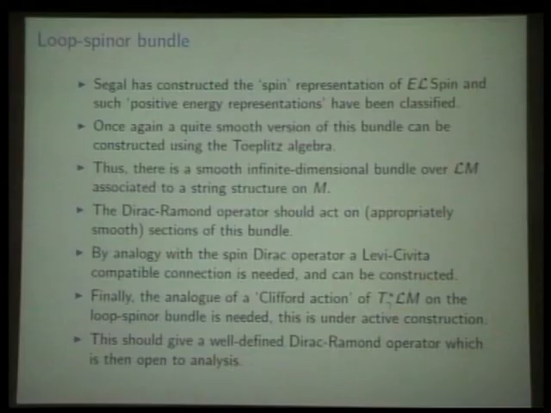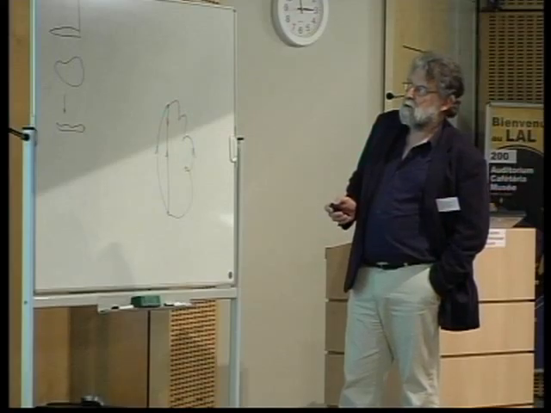Okay, so I only have 2 minutes left to tell you all I know about the Dirac-Raymond operator, which is just about enough time. So there's a spin representation of this. I haven't had time to talk about it, but there's an analog of the spin representation of the central extensions of all the Lie groups. Again, you can give a very smooth construction of this in terms of the Toeplitz algebra, which I won't try to discuss. But as a result, you do have an analog of the spinor bundle over LM when you have a loop spin structure.